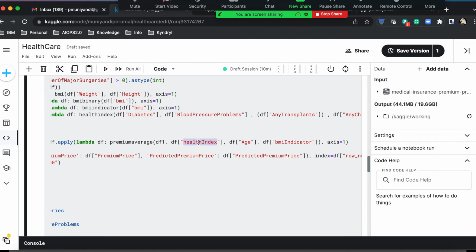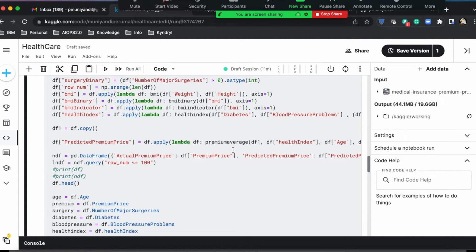health index. I'm taking one of the parameters, age is one of the parameters, BMI indicator is one of the parameters. Using these three parameters, I'm calculating his premium. So what I'm doing here, premium average.